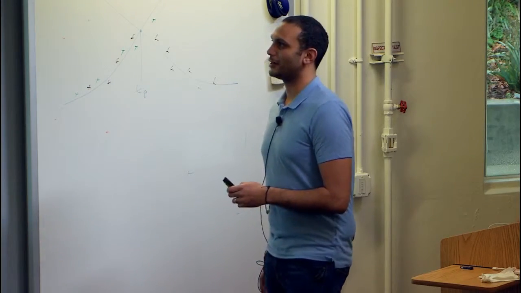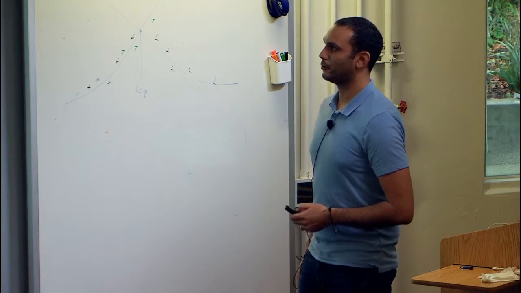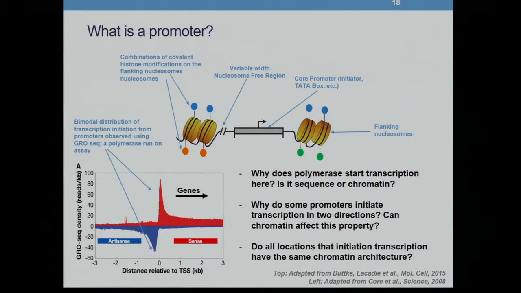Basically, if you ask what's a promoter, or what are the characteristics of a promoter, in the promoter you have these sequence elements, which we call core promoter elements, like initiator, TATA box, and so on. These things lie in a nucleosome-free region that can be big or small, can have variable widths. And of course, flanking these nucleosome-free regions, there are nucleosomes, and these nucleosomes have different combinations of histone modifications that are sitting on them.